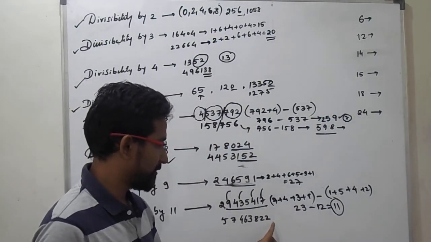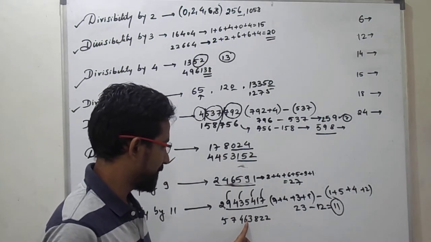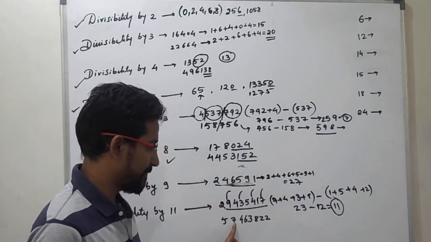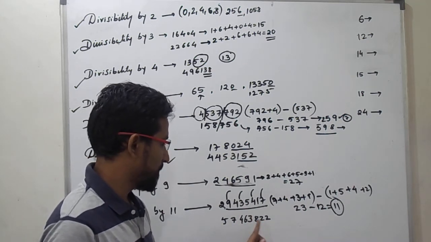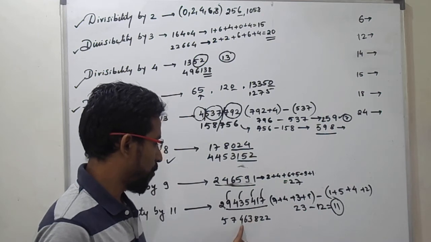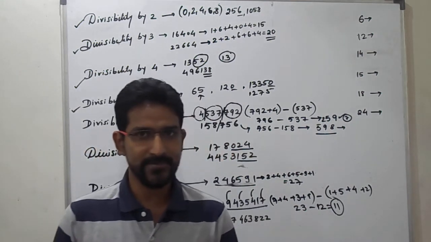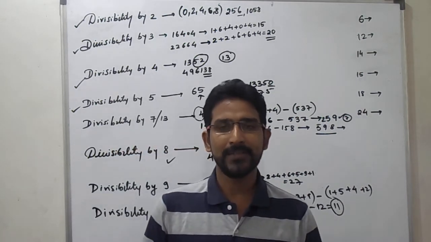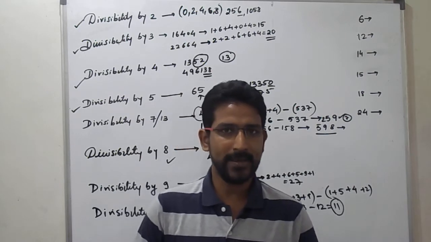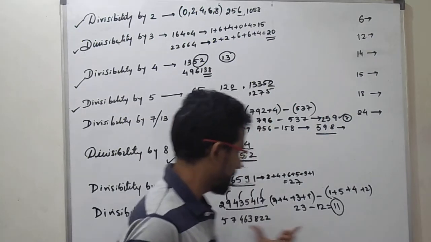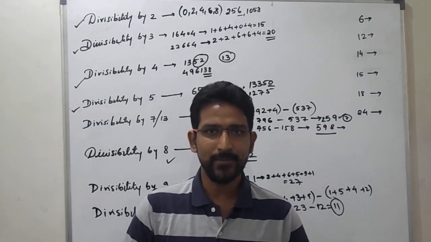Add the numbers at odd places, that is 2, 8, then 6, then 5, 7, and the sum of all the values at even places, that is 2, 3, 4 and 5. And if the difference is 0, then it is divisible by 11, or if you get numbers like 11, 22, 33, then all these numbers are divisible by 11, so the whole number will be divisible by 11. So this is the divisibility by 11.